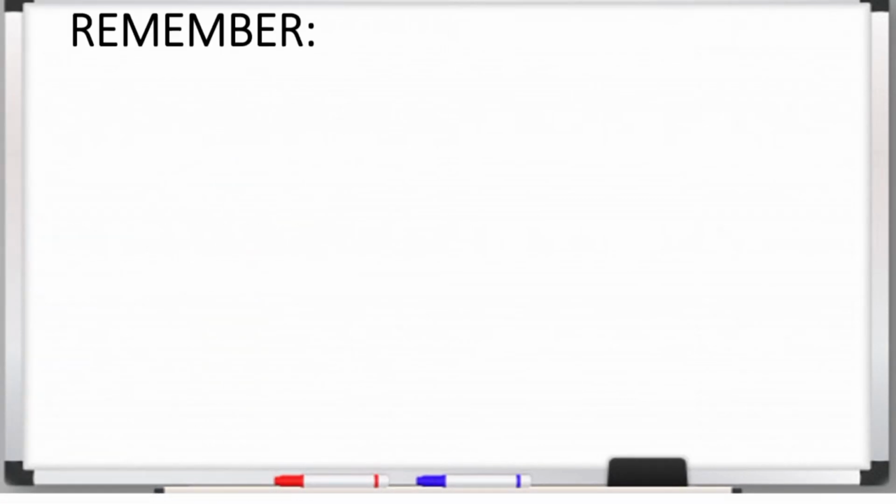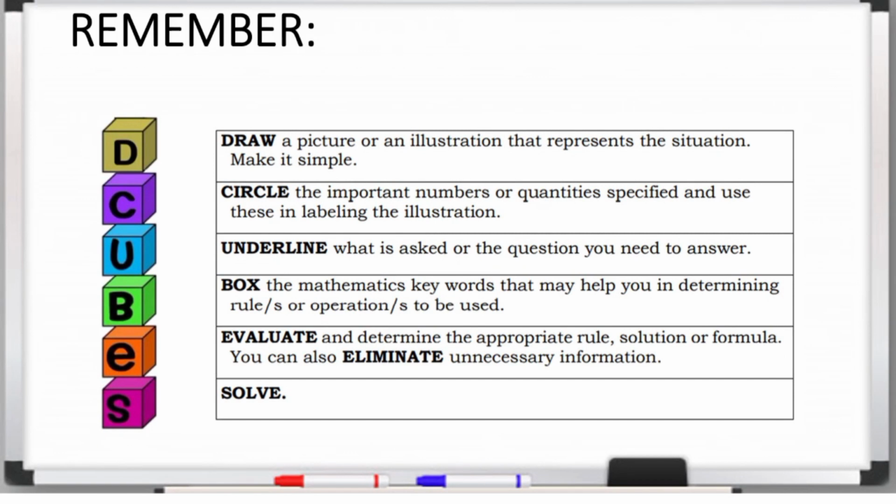Remember, DCUBES. Draw a picture or an illustration, circle the important numbers, underline what is asked, box the mathematics keywords, evaluate and determine the appropriate rule, then solve.